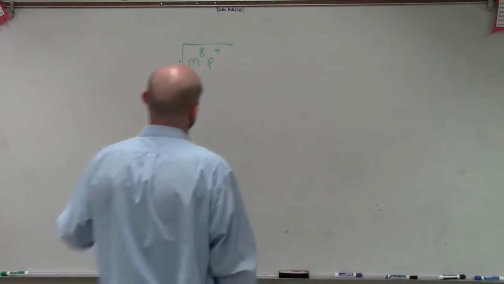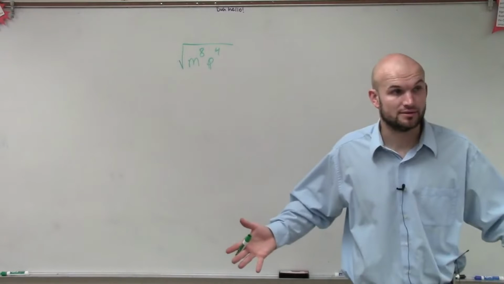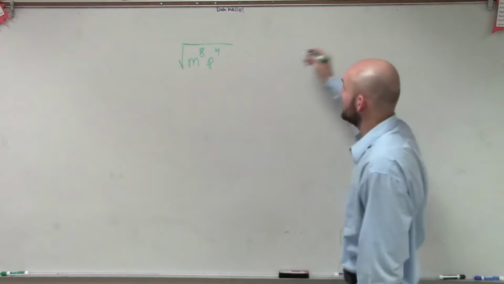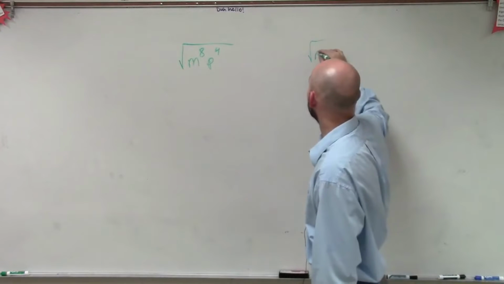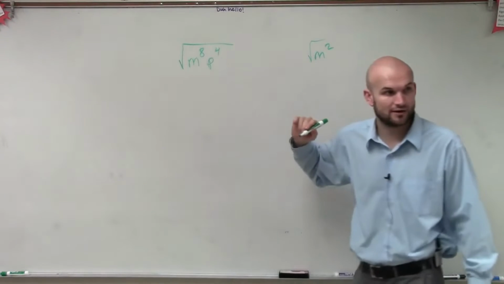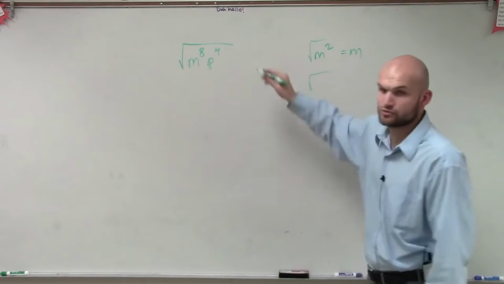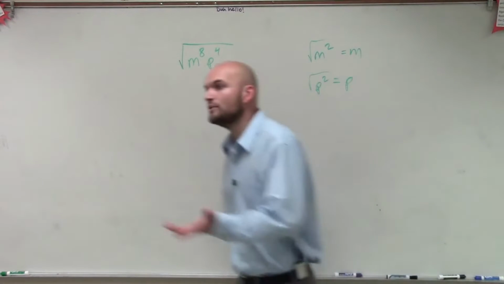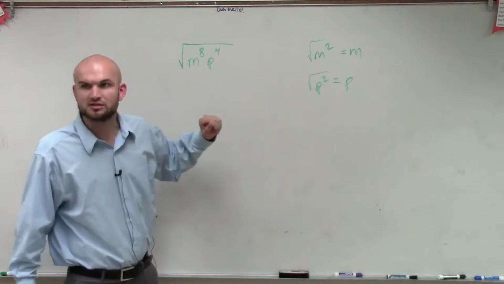So the main important thing, when we're looking at variables, with numbers, we have to have numbers that we can take the square root of, right? For variables, we have to take variables that we can take the square root of. So when I'm taking the square root, I know that m squared, I can take the square root of that, right? Square root of m squared is m, and I know I can take the square root of p squared, which is just going to equal p. So one thing we can do is rewrite this with as many squared terms as possible.